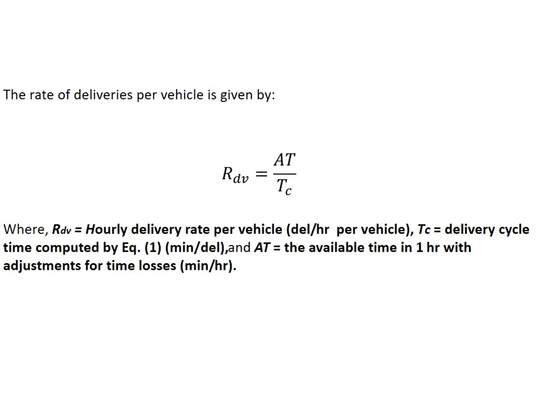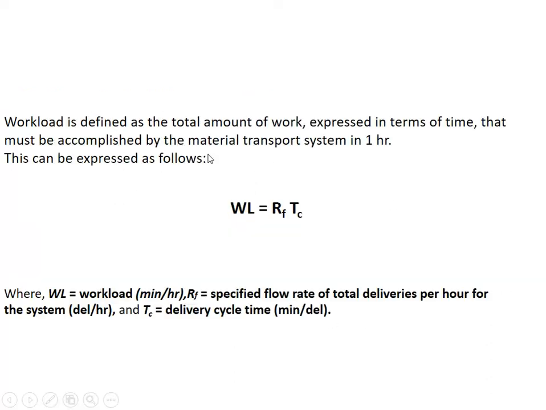And the rate of deliveries per vehicle will also be calculated using this available time, AT, and Tc, the delivery cycle time, computed by the initial equation, in the form of minutes per delivery, and AT is the available time in 1 hour with adjustments for time losses. So using this, we are going to calculate the rate of deliveries per each vehicle.